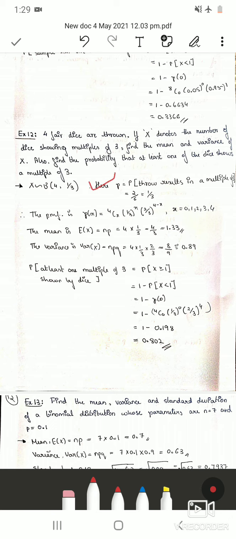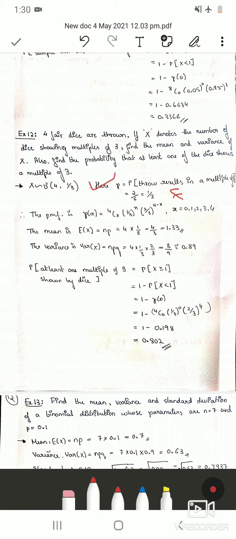The same concept we are using here to get our parameter p. Here the parameter p is nothing but the probability that the throw results in a multiple of 3, which is 2 by 6 or 1 by 3. If they had given x denotes the number of dice showing multiples of 2, then p would be the probability that the throw results in a multiple of 2. When you throw a dice, the possibility of getting a multiple of 2 is either 2, 4 or 6. There are 3 possibilities, therefore it would be 3 by 6 or 1 by 2. I hope you remember those concepts.